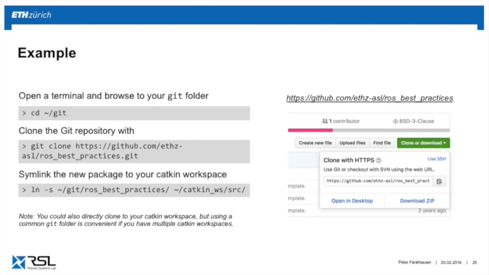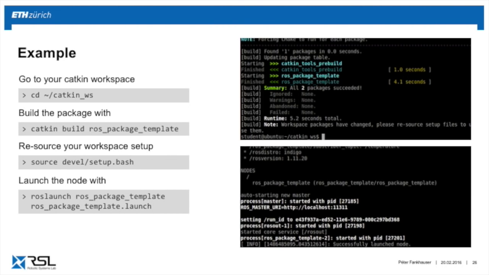Okay. Now, once you have cloned and symlinked it in your Catkin workspace, you can go to your Catkin workspace by cd catkin workspace, and then use the build command, as we saw before, by typing in catkin build ros_package_template. This is the package which is stored in the Git repository. What you get here on the right-hand side is that it builds these and it shows you information how long it took.